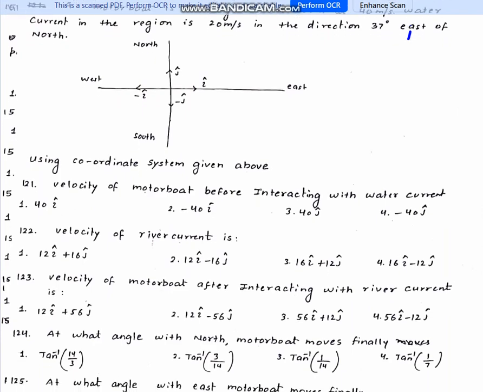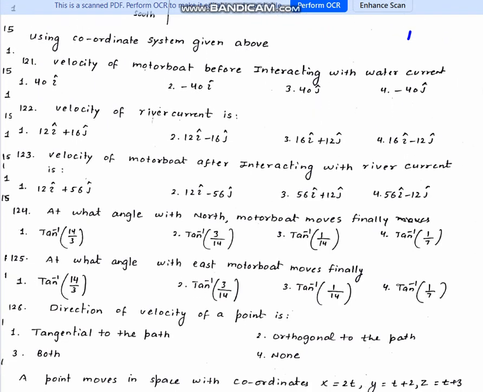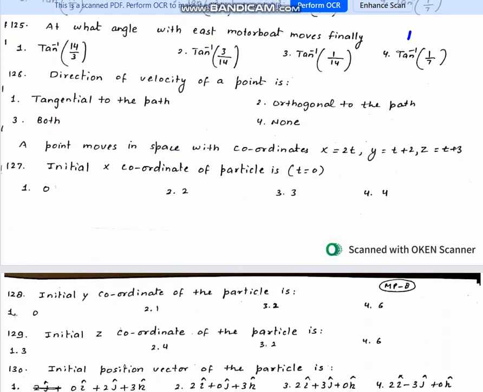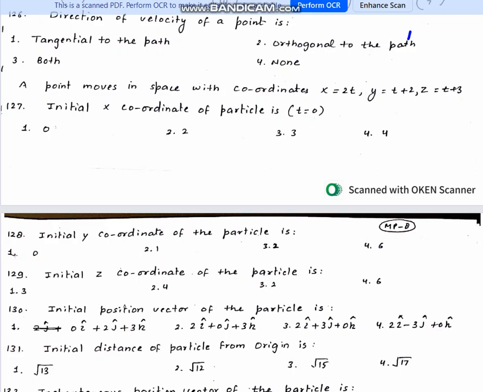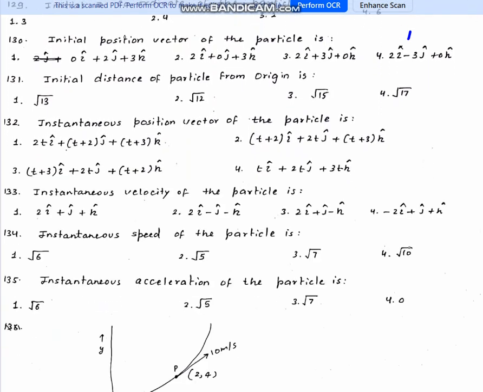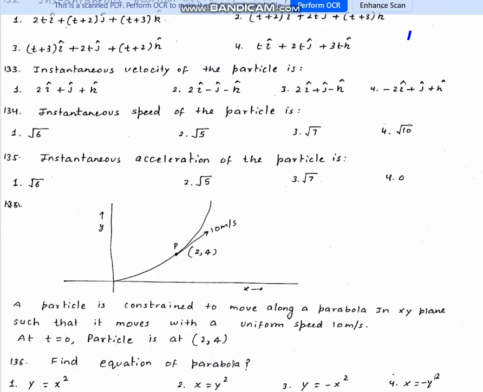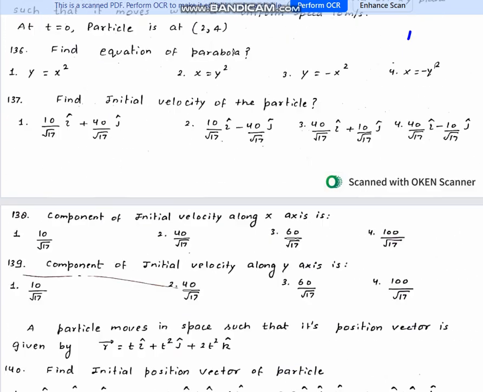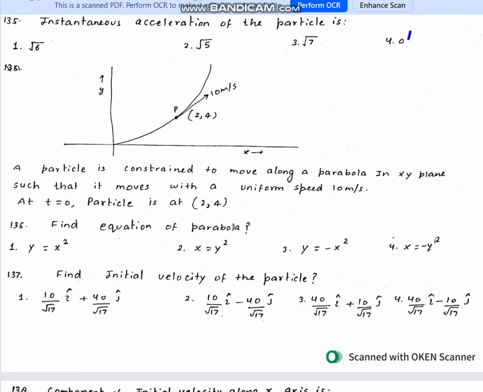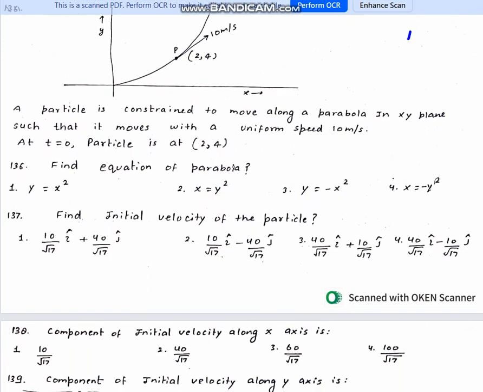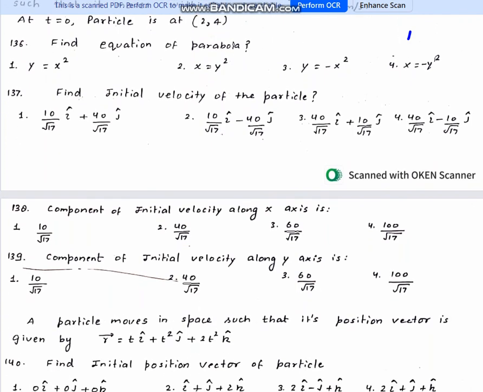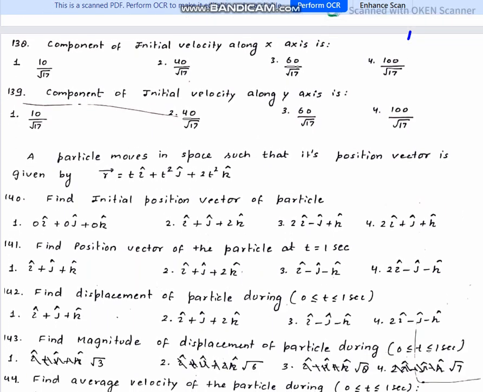Then we have a motorboat question based on relative velocity. We need to find velocity of motorboat, river current, relative velocity, angles. Then we have to find direction of velocity. Then we have a question based on coordinates of a particle. We need to find initial coordinates x, y, z, then initial position vector, then distance, then instantaneous position vector, instantaneous velocity, instantaneous speed, then instantaneous acceleration. And then we have a question based on the graph of a particle. It's moving with a certain speed in the xy plane, a certain coordinate is given. We need to find the equation of motion, then initial velocity, then component along x-axis, y-axis.